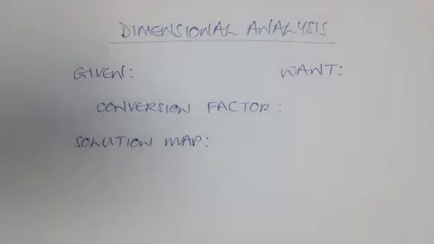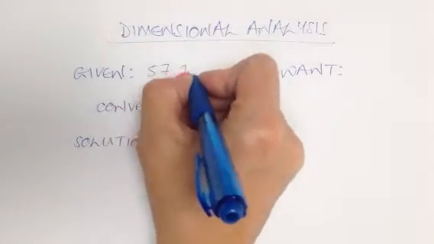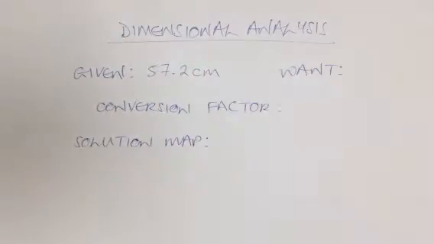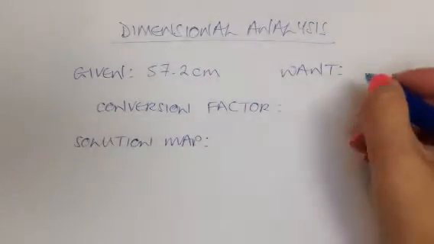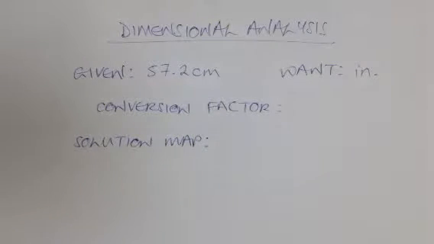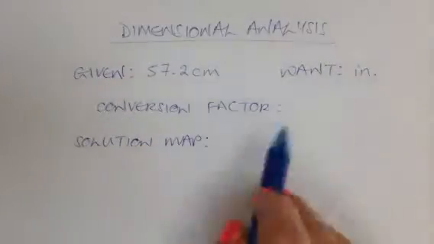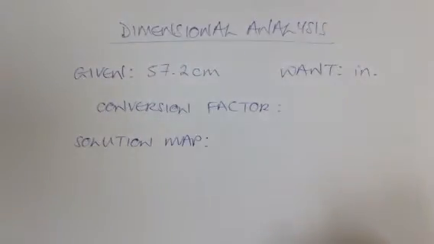Okay, so let's say we have 57.2 centimeters and we want to convert it to inches. So we've been given 57.2 centimeters and we want inches. So we need to collect a conversion factor, and the conversion factor we're going to collect is the conversion between centimeters and inches. You can look that up in your book.